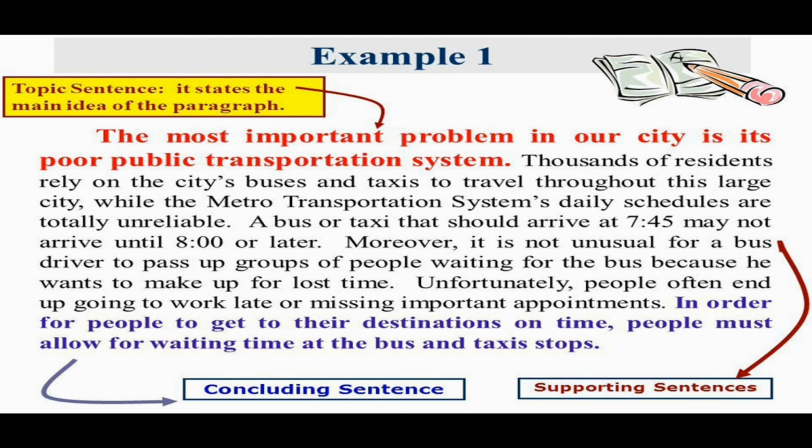And in the last, in order for people to get to their destinations on time, people must allow for waiting time at the bus and taxi stops. This last one is called concluding sentence.